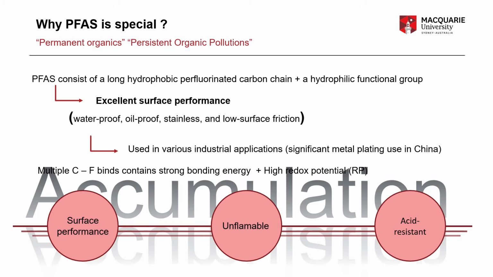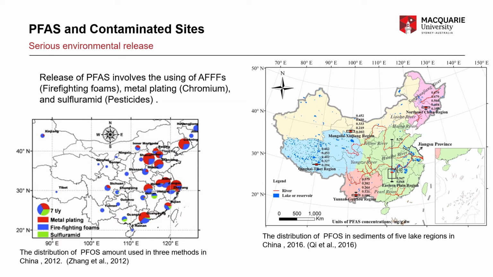Because the C-F bonds in the organic structure of PFAS have strong bonding energy, and there are a lot of C-F bonds in PFAS, the high redox potential gives PFAS a high energy potential, which results in surface performance, nonflammability, and acid resistance. These three characteristics cause the accumulation of PFAS in the environment. PFAS has been observed to have serious environmental release in these years.